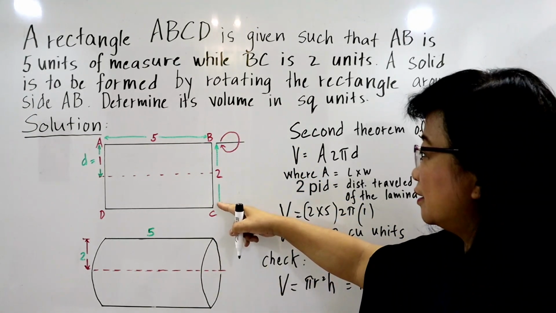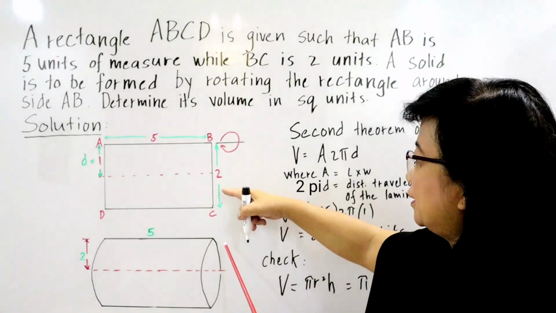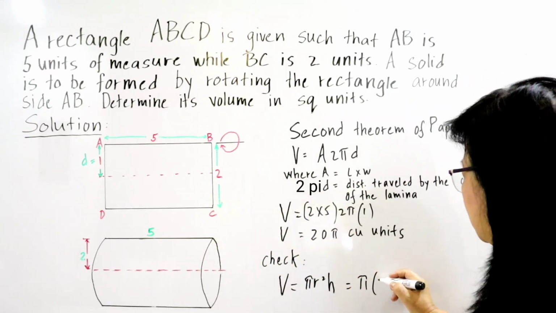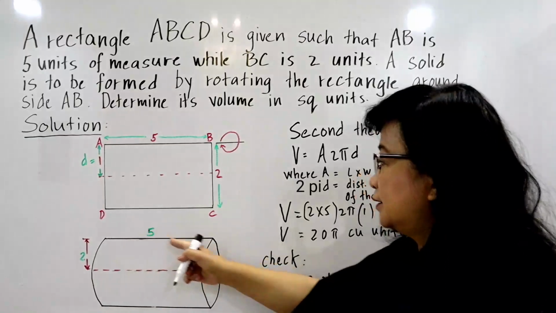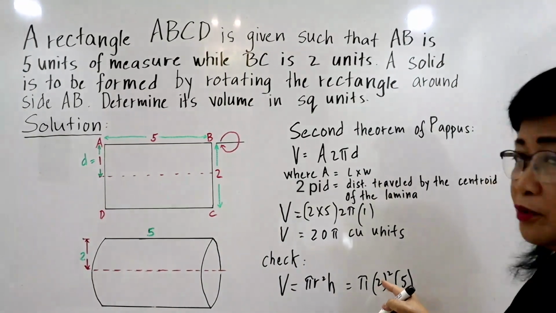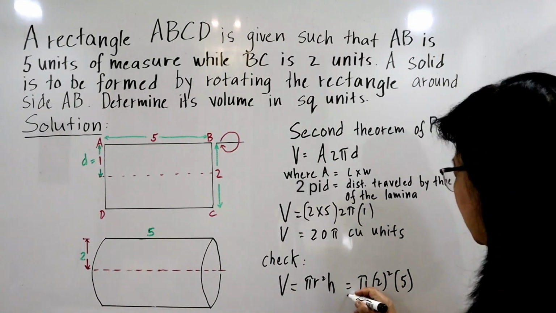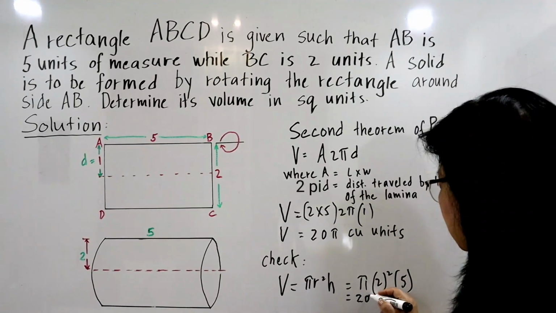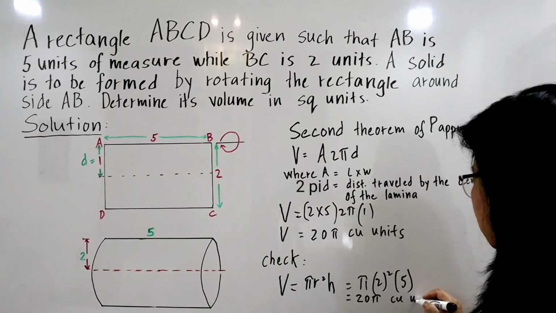Now, of course, if this side is 2, the radius must be 2, because this is what will rotate. So pi times 2 squared times the length, which is 5. Now 2 squared, of course, is equal to 4. Therefore, the volume is equal to 20 pi cubic units.